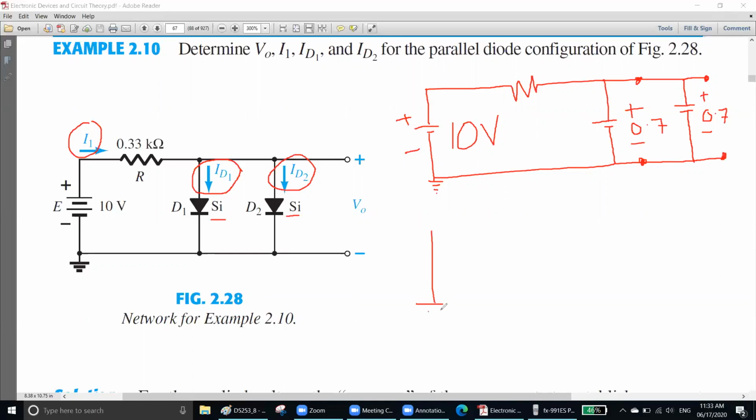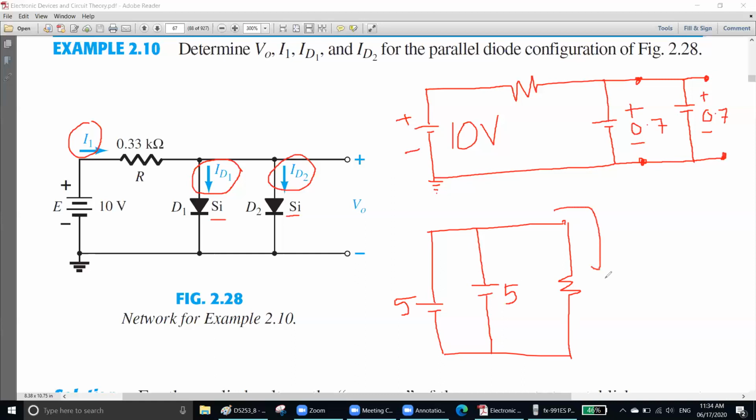See here, if you have plus 5, and another plus 5, both of them are parallel. How much volt will this resistor get? 5 volt. Why? Because these two are parallel. But the current will be double. The voltage will not increase because of the parallel connection. Remember, if you connect two batteries or two sources in parallel, the voltage will not increase. The current will increase. Understood?